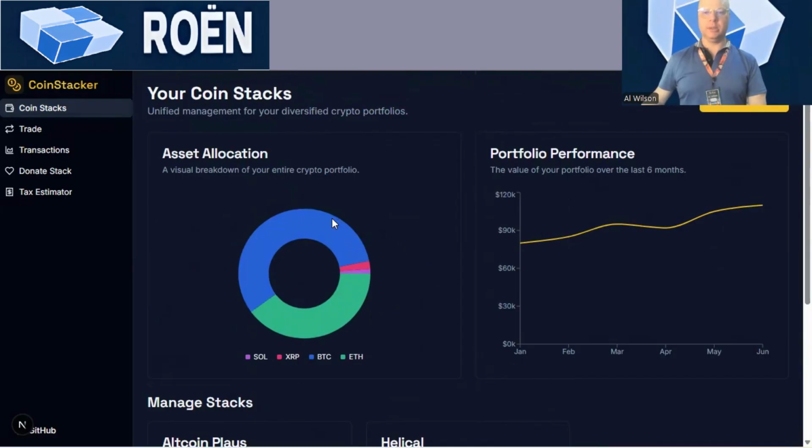And above, we can see our total portfolio represented as a chart with our cryptocurrencies.